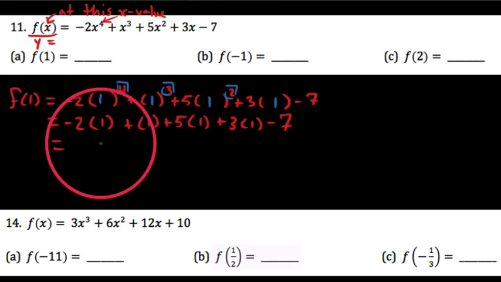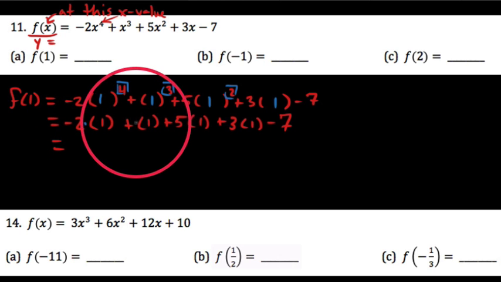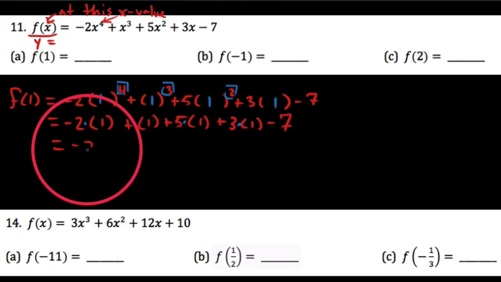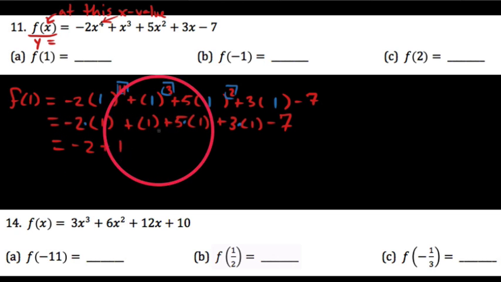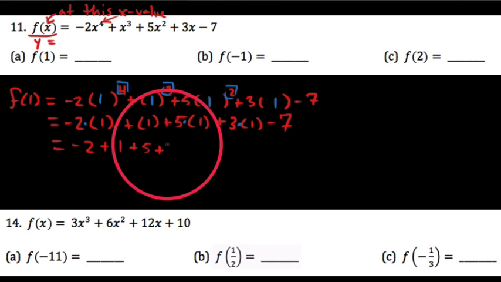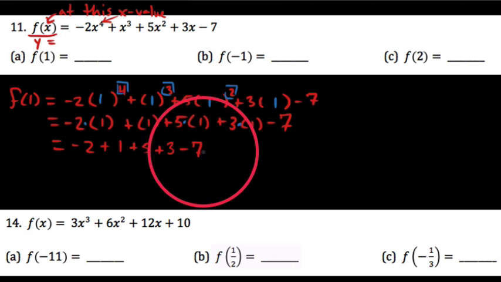Now we can go back and we need to do our multiplication. So multiplication here, here, and here, we get negative 2 times 1 is negative 2, plus 1, plus 5 times 1 is 5, plus 3 times 1 is 3, minus 7 here.